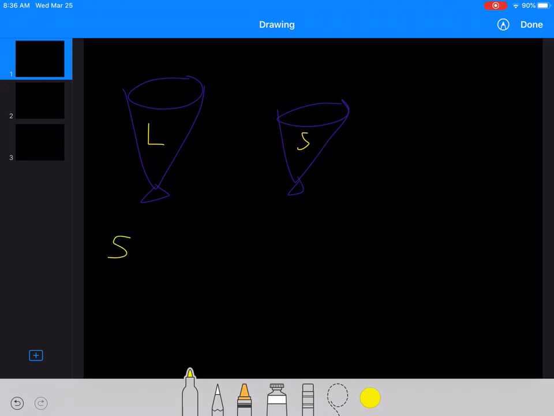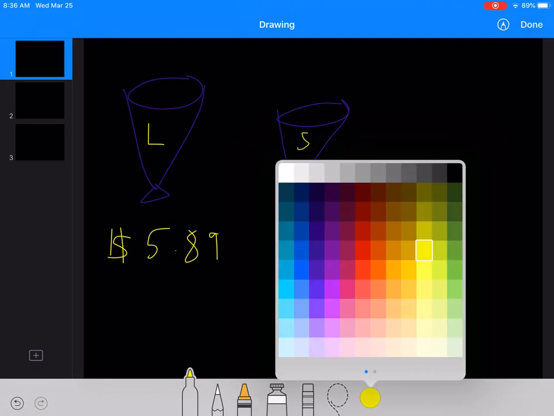The large cup is $5.89, and the small one is $3.49. We want to figure out what the better deal is, so we need to calculate the volume of each cup and divide it out, compared to the price, and see what the price is per cubic centimeter of each cup.